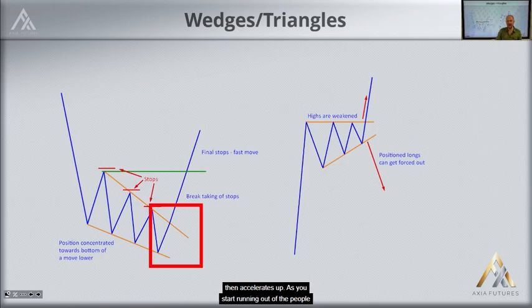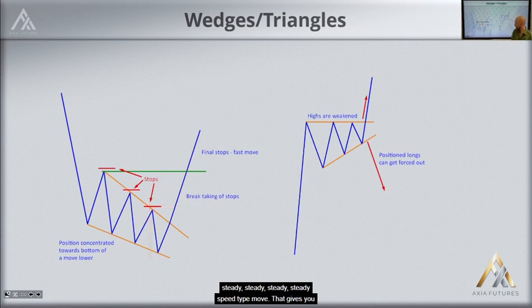As you start running out of the people selling, people will sell on the bounce, sell on the bounce, sell on the bounce, and then they all start to get stopped out together. And so you get this much steadier, speed-type move. So that gives you your compression in a continuation manner.